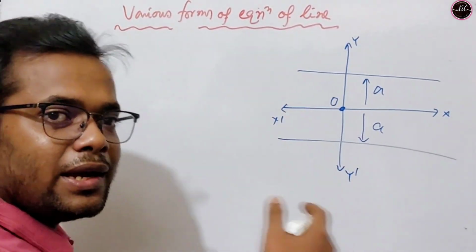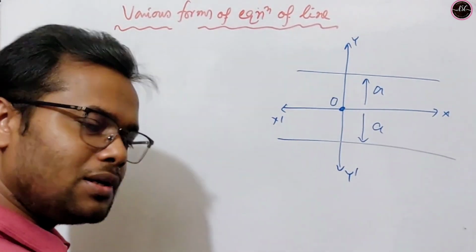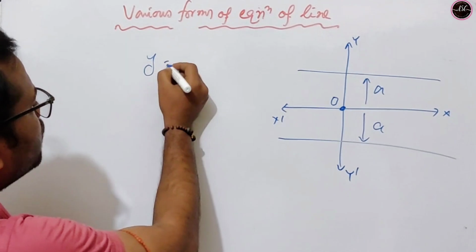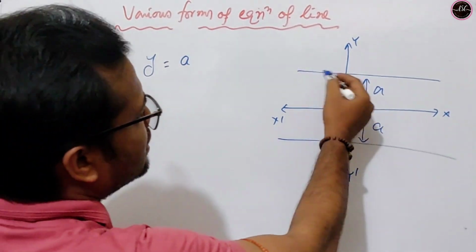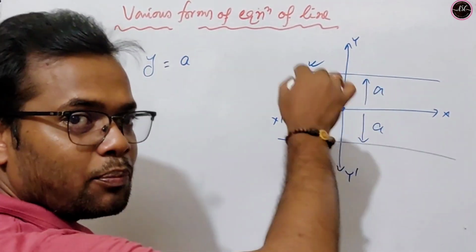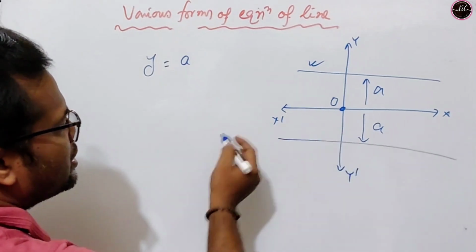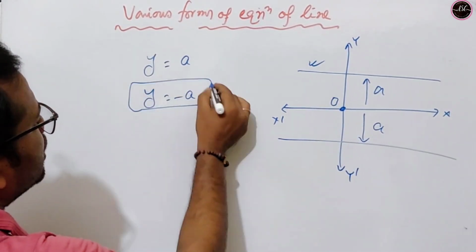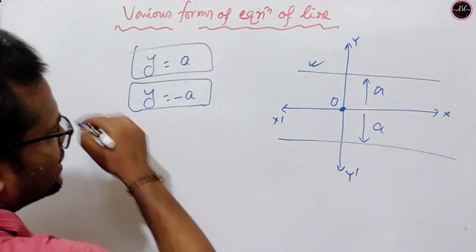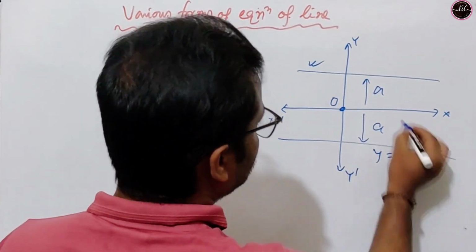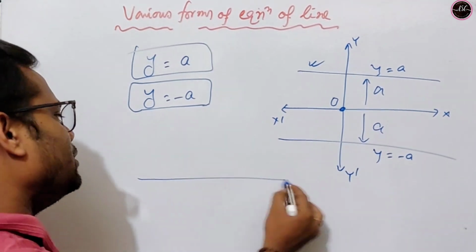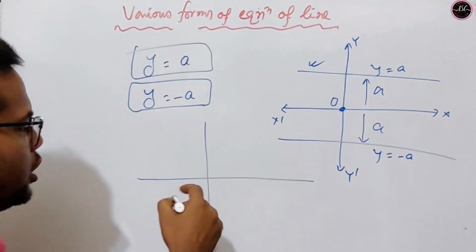If any line is parallel to the x axis, then the equation will be y equal to a for this line, as a is in the positive direction, and the equation of this other line is y equal to minus a. This is y equal to minus a, this is y equal to a. Clear?